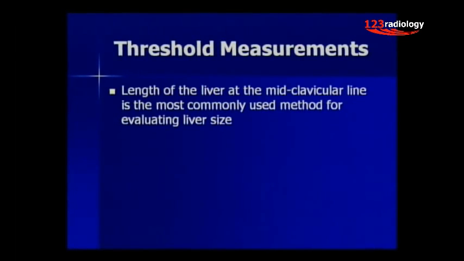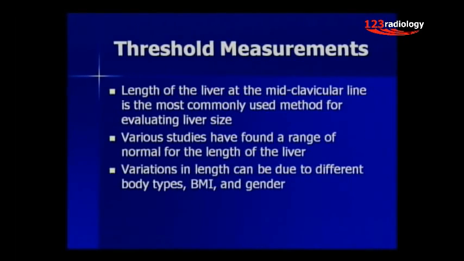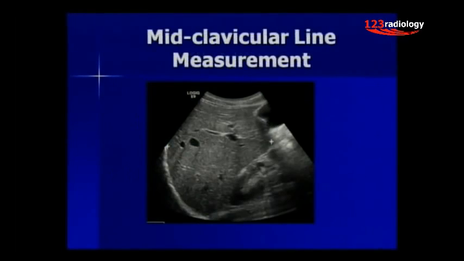So the length of the liver at the midclavicular line is the most commonly used measurement for evaluating liver size. And various studies have found a range of normal for the length of the liver. And variations in length can be due to different body types, BMI, and gender. Here's an example of a liver, length of the liver being measured in the midclavicular line. Sometimes we're not as lucky and able to find the most superior and inferior aspects of the liver. And real-time extended field of view scanning can be very helpful in that respect in trying to get an accurate measurement.